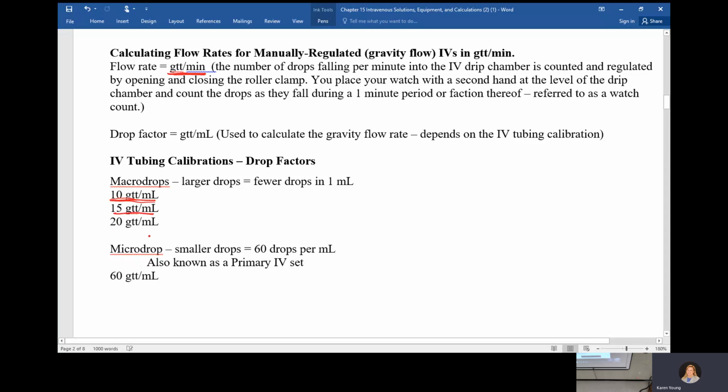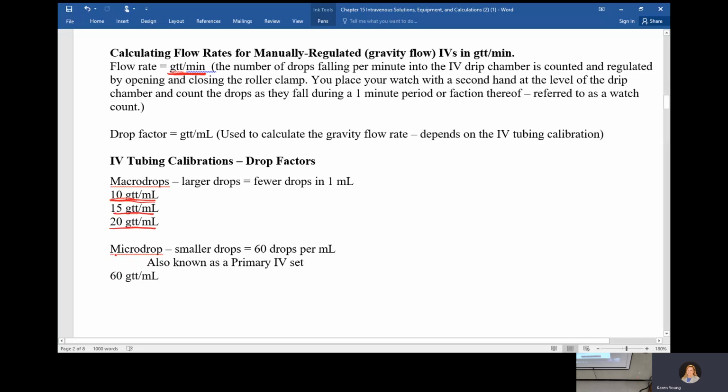15 drops per milliliter, 20 drops per milliliter. These are all your macro drops. These are large drops. You think about it, you've got 1 milliliter, 10 drops have to be pretty good size to fill up 1 milliliter, right? 20 drops, they can be a little bit smaller. So they're what's considered large drops.